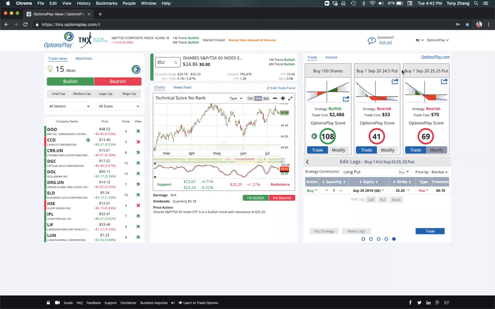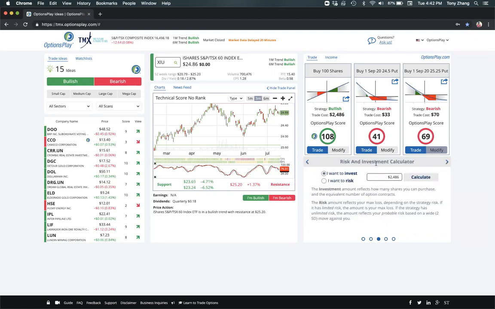Now, before we actually start looking at these 3 strategies and comparing them, what I'm going to first do is use our risk and investment calculator, which is the 3rd dot, and I'm going to enter my portfolio value. So let's say for now I have a $50,000 portfolio. What I see here is I have a $50,000 portfolio, which is mimicked by 2,000 shares of XIU, which as you can see is roughly about $50,000.